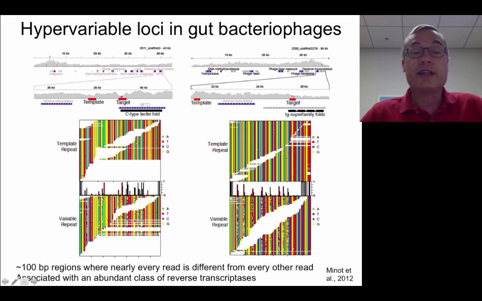Now these regions had some character, which was really cool. There's a sequence and a matching sequence nearby, so it's duplicated, and then there's a reverse transcriptase gene nearby. This reverse transcriptase, of course, copies RNA into DNA. So what on earth is the deal with that? We see these 100 base regions, where nearly every read is different from every other read, and they're associated with repeated regions and reverse transcriptases.